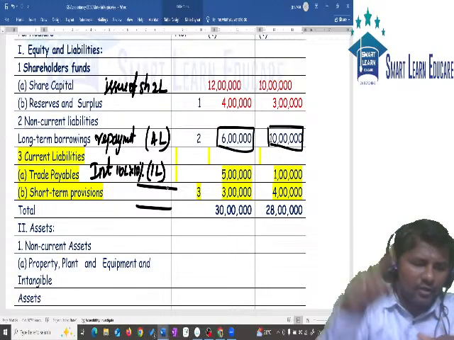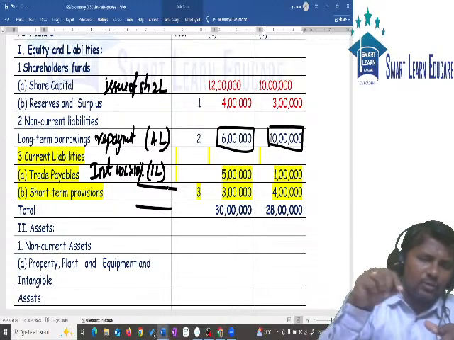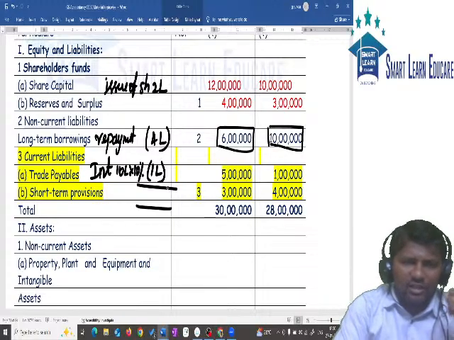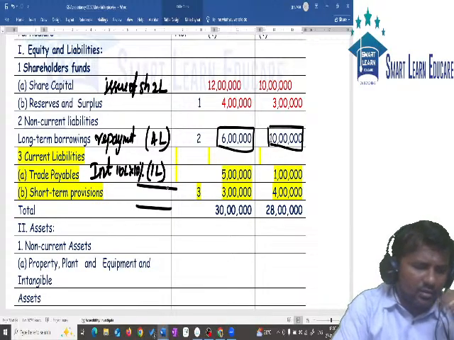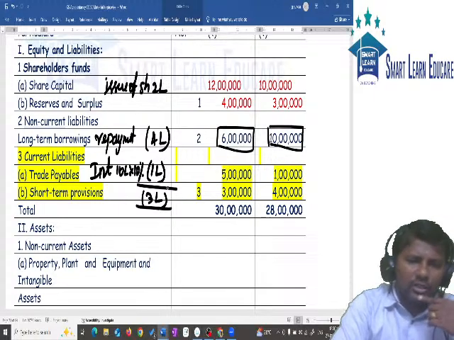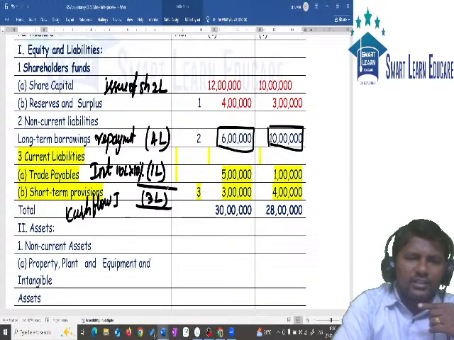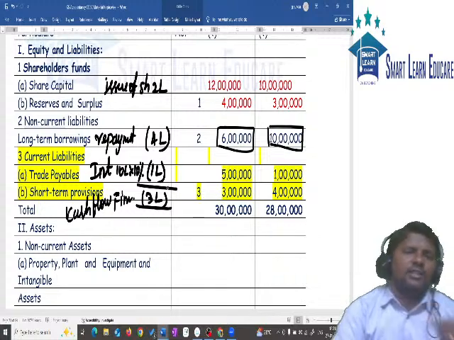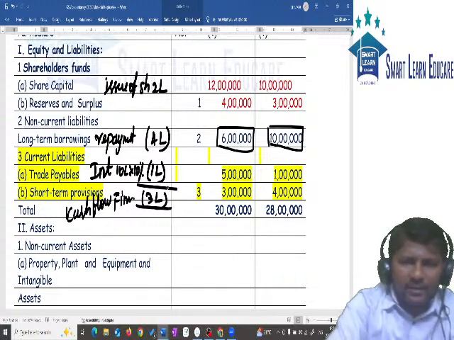Total outflow of cash is 4 lakh and 1 lakh, 5 lakh. Inflow is 2 lakh. Net we have cash outflow. How much amount is it? 3 lakh. Cash flow from what activity? Cash flow from financing activity is 3 lakh.